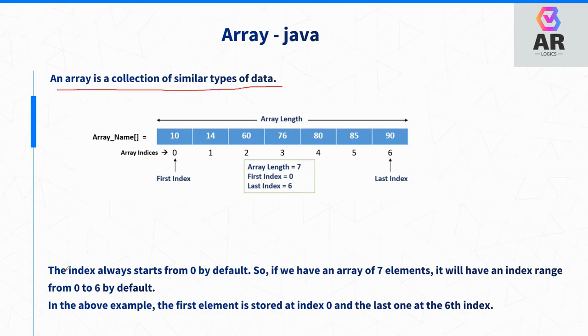Now, an array always starts with 0. Suppose you are declaring integer values: 10, 14, 16, 17, 80, 85, 90. So we have 7 elements here. It will have the index range 0 to 6 by default.